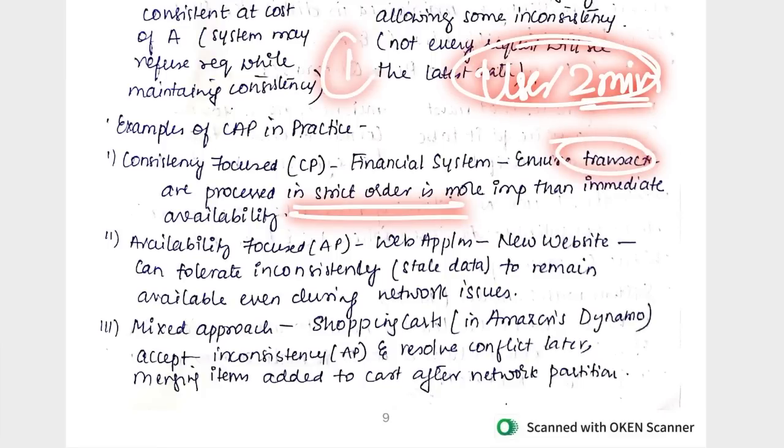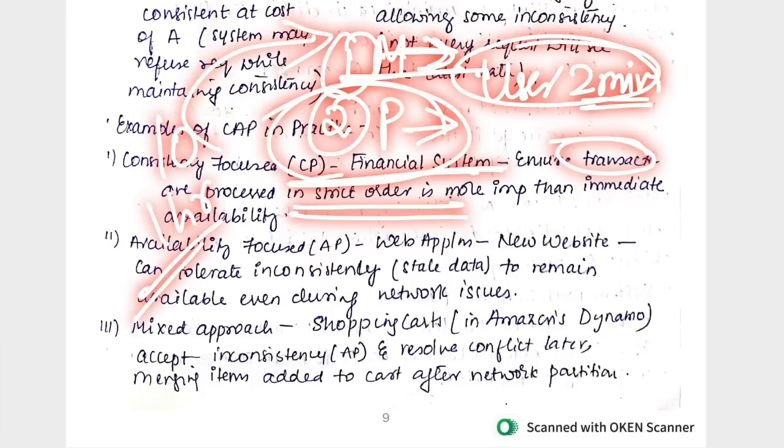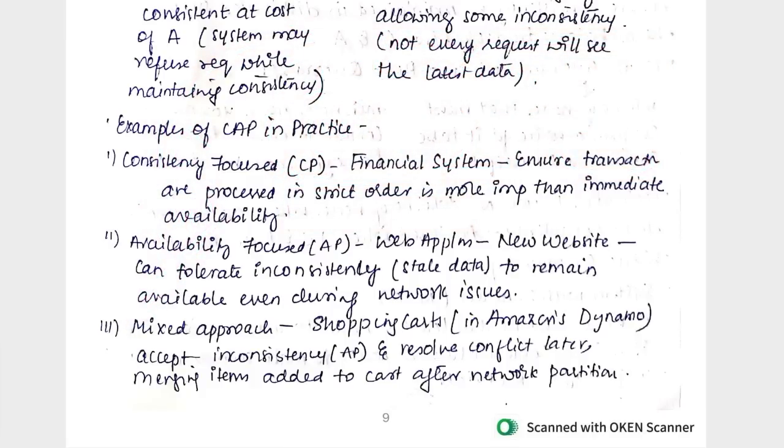That is, if Martin is trying to change the data, and next Pramod is trying to change the data, first Martin's request has to be addressed, then Pramod's request. We can make Pramod wait for 10 minutes or 1 hour until Martin's transaction has been completed. That is consistency focused. So over a network partition, consistency is given priority in such a condition.